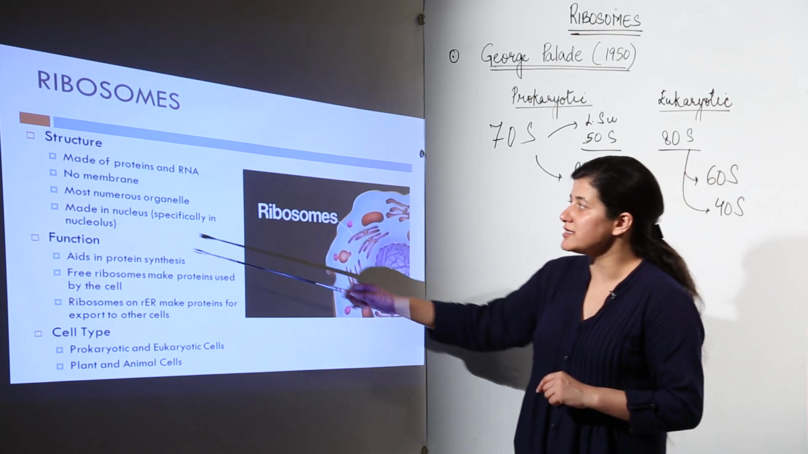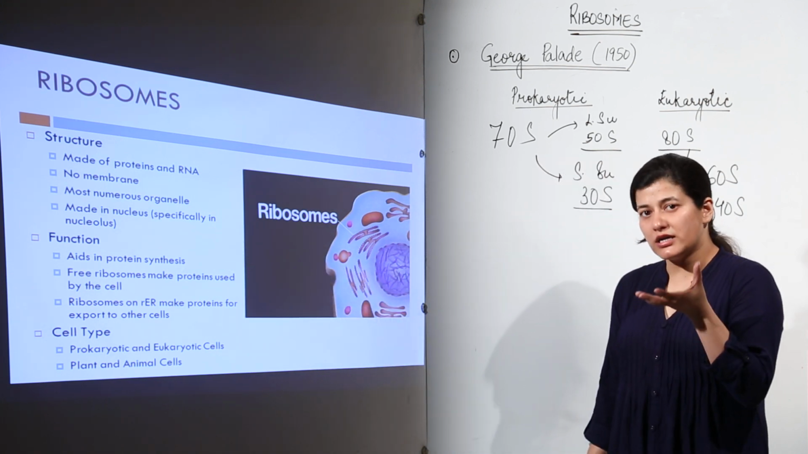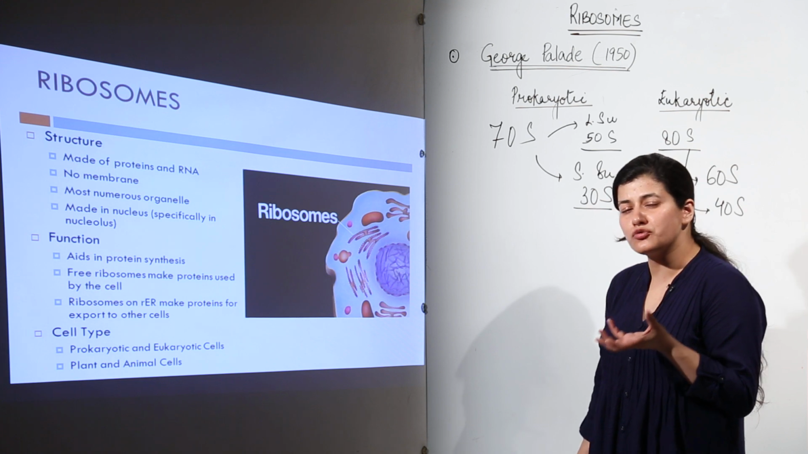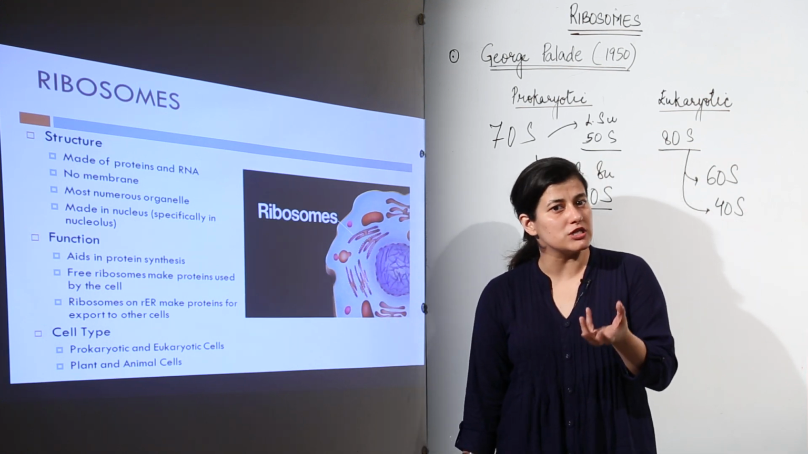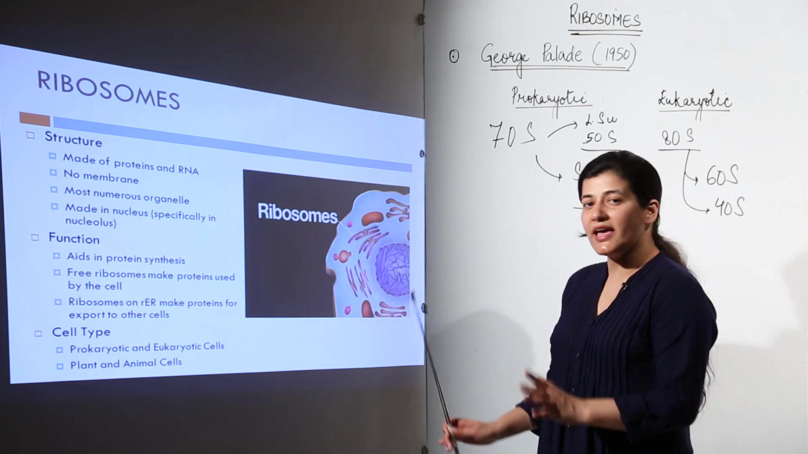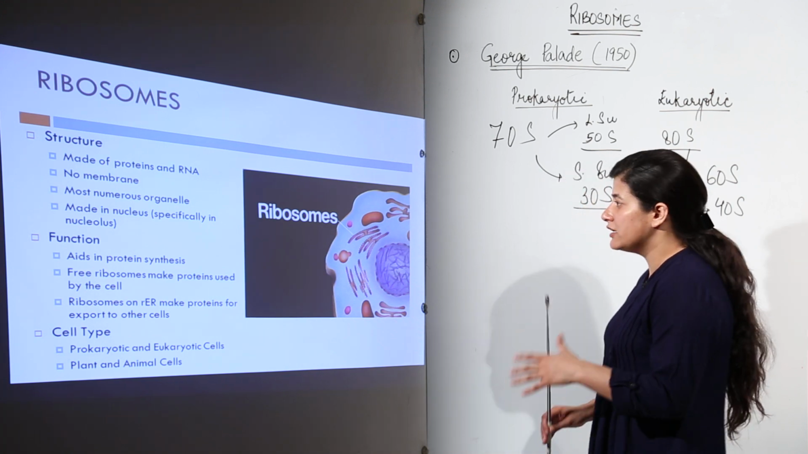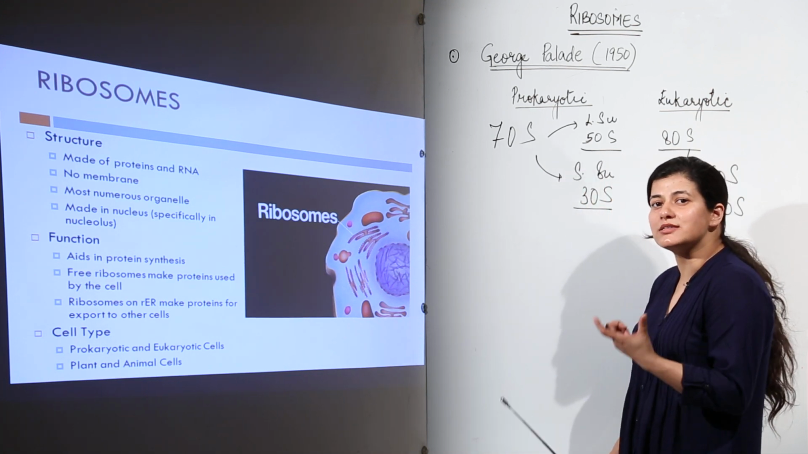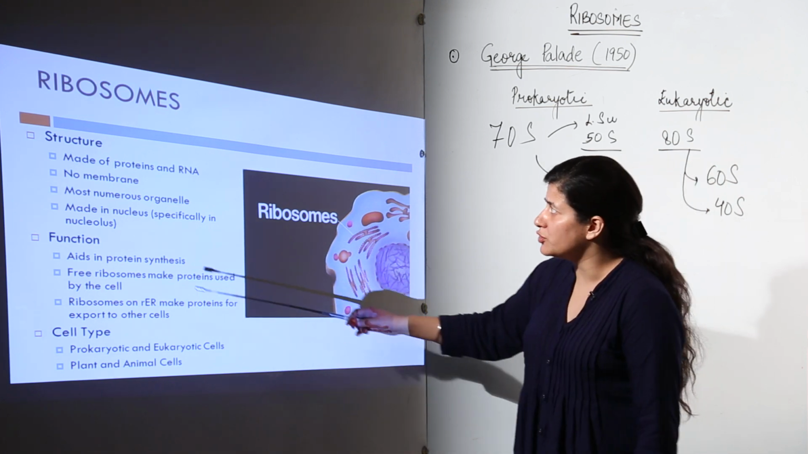Now the last point is that it is made in the nucleus, in the nucleolus. What about the ribosomes present in the prokaryotic cell? It is believed that the mesosome is responsible for ribosome synthesis in prokaryotic cells. One thing you have to remember. Next, what is the function of ribosomes? As said earlier, quite briefly, protein synthesis is the main process carried out by ribosomes.